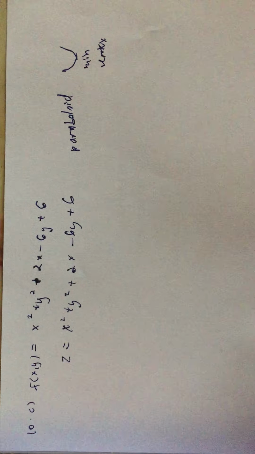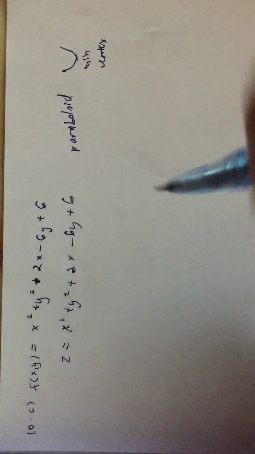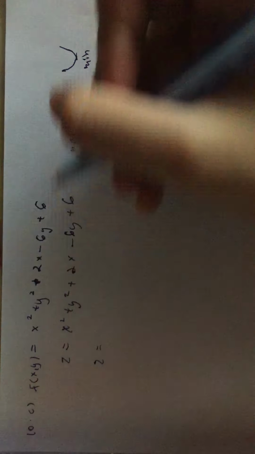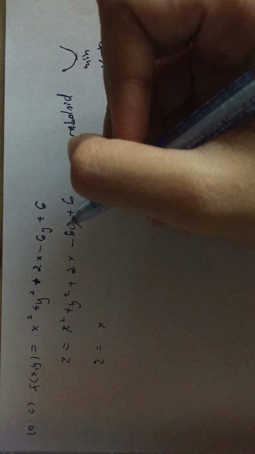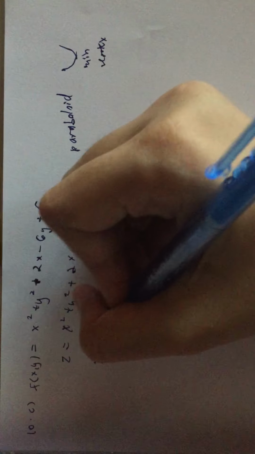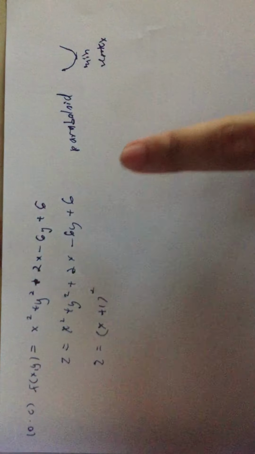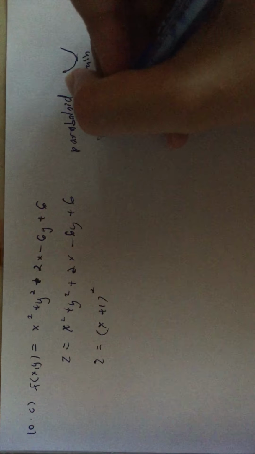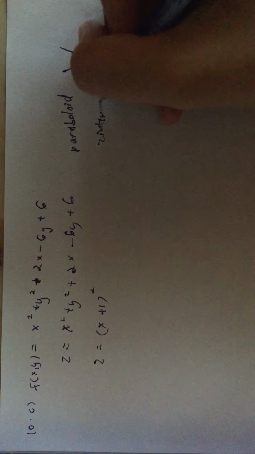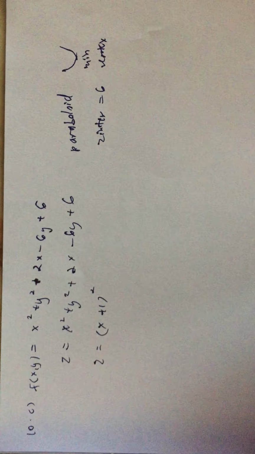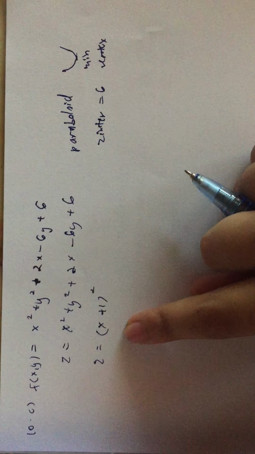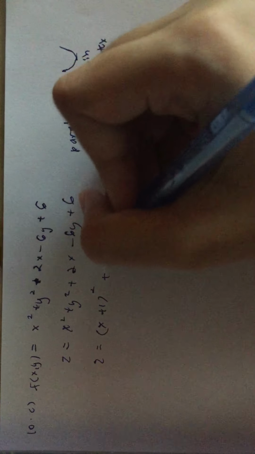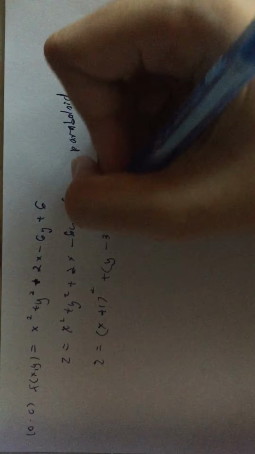So, untuk dapatkan vertex dia, value of xy untuk vertex ni, kita kena susun baliklah benda ni. So, kita boleh tulis z is equals to x plus 1 squares. Oh, lagi satu, this one is a paraboloid. Dekat z-intercept equals to 6. Okay, so continue. So, we have z equals to x plus 1 squares and then plus y minus 3 squares.